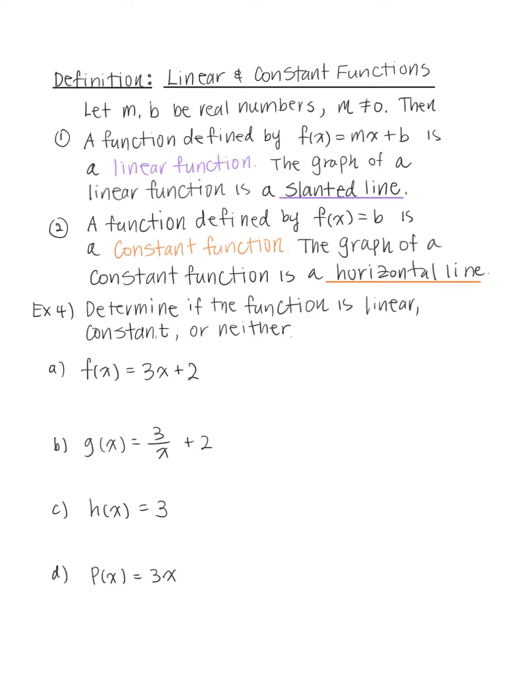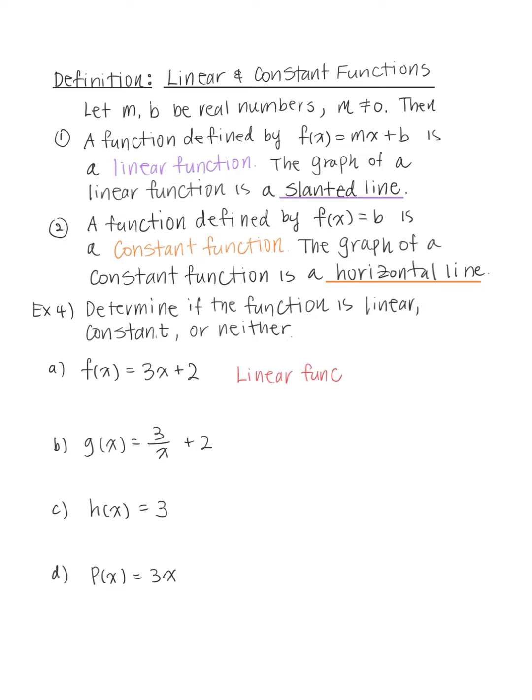Example 4, determine if the function is linear, constant, or neither. All right, so let's look at example A. We're given f of x equals 3x plus 2. So what do you think? I think this is a linear function because it looks like f of x equals mx plus b, where m is 3 and b is 2. So in this case, it is a linear function.